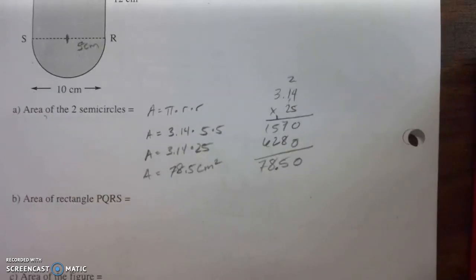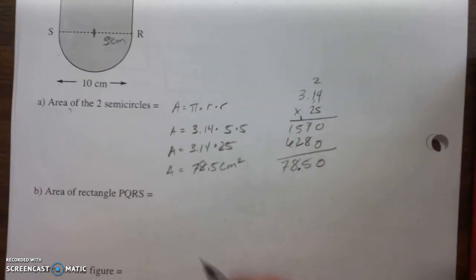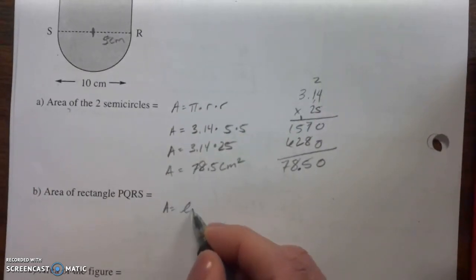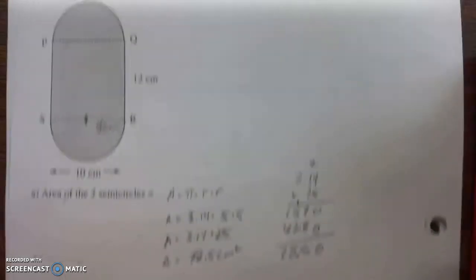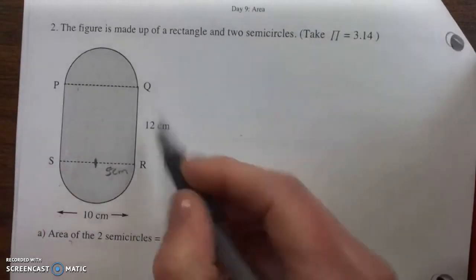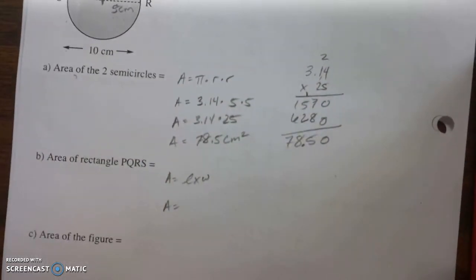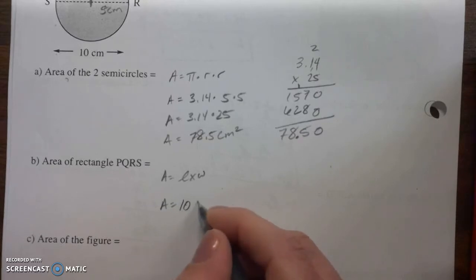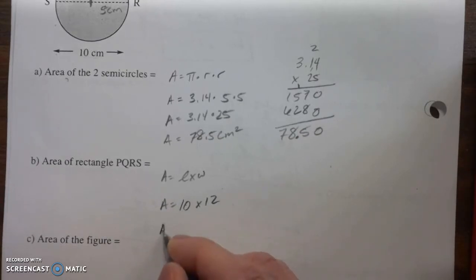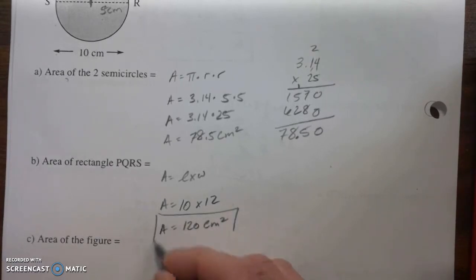Okay, then it's asking me to find the area of the rectangle. And the area of a rectangle is going to equal length times width. I know everybody remembers that. And let's just check our length and width really quick. Okay, so we've got a length of 12 and a width of 10. So that's what we're going to plug in down here. Some people thought that that was a square today, but it's not. It's a rectangle. So we need to multiply 10 times 12, and we get an area of 120 centimeters squared.